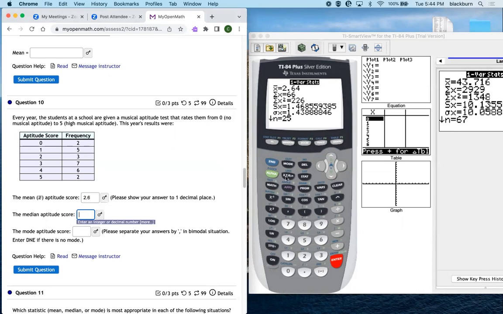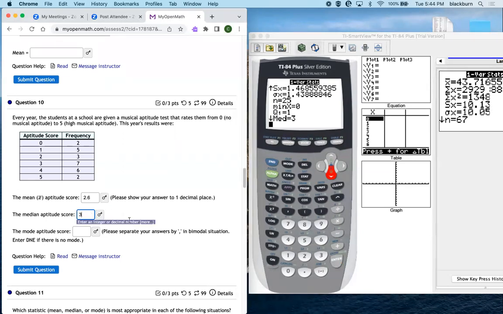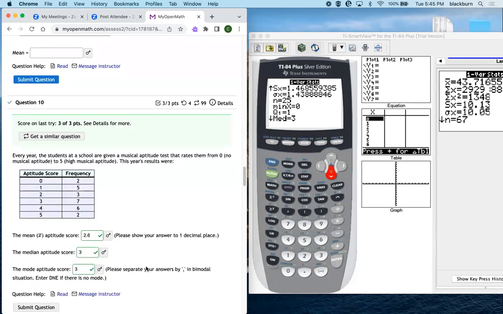Median. The median we can run off of here too. The median is 3. The mode's the one that happens the most. The 1var stats on the calculator aren't going to tell us that. So the one that happens the most, the frequency is 7. You look at the highest frequency and the data value that corresponds to that is 3. So there's your mode.